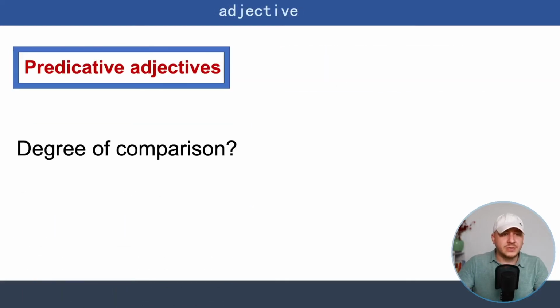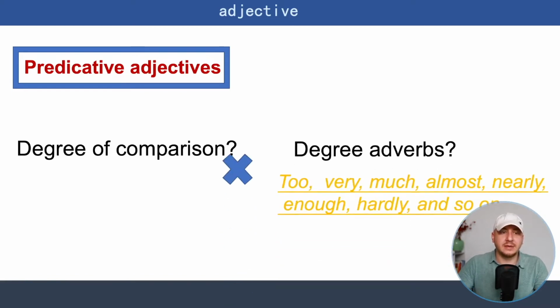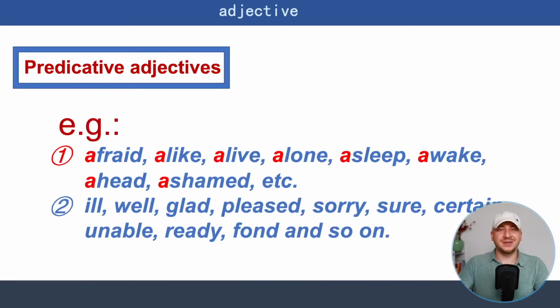Some words can only be used as predicative adjectives. Sometimes they have no degree of comparison and they cannot be modified by degree adverbs such as too, very, much, almost, nearly, enough, hardly, and so on. Many adjectives that begin with the letter A are predicative adjectives. For example, afraid, alike, alone, asleep, awake, ahead, ashamed, and many more. Some other adjectives are ill, well, glad, pleased, sorry, sure, certain, unable, ready, fond, and so on.